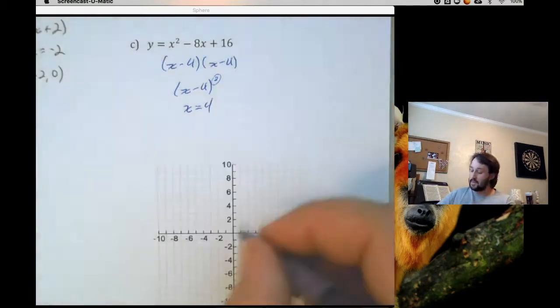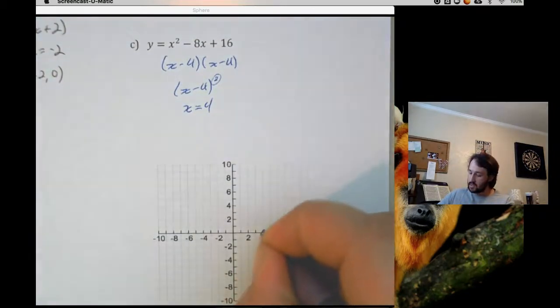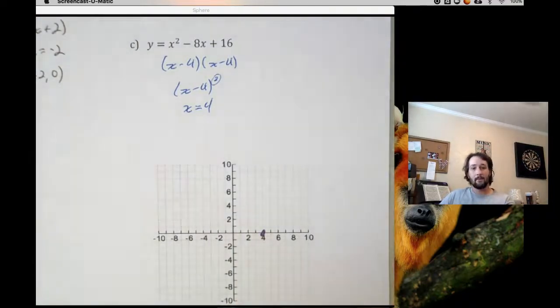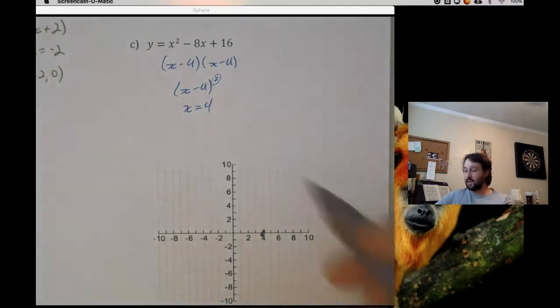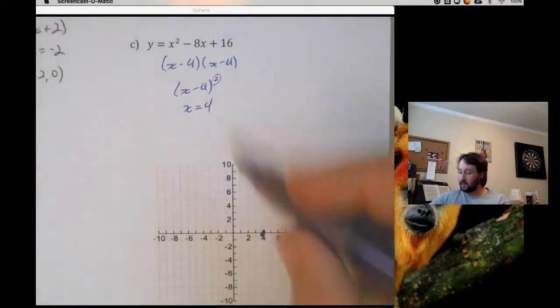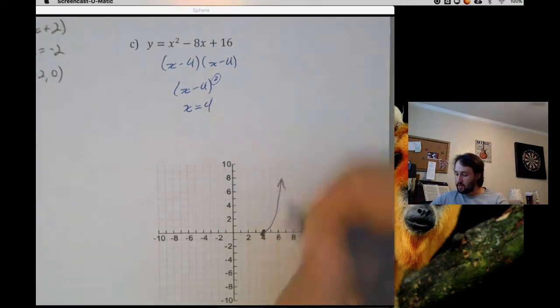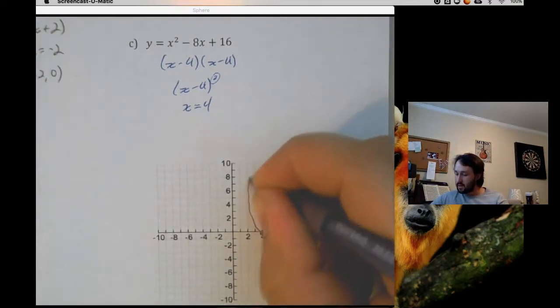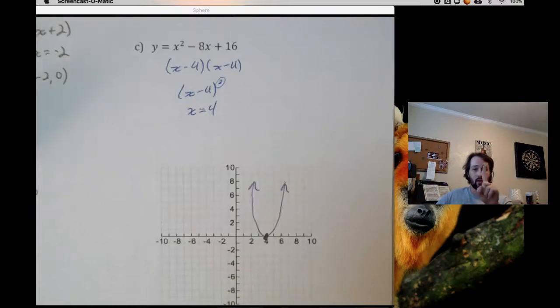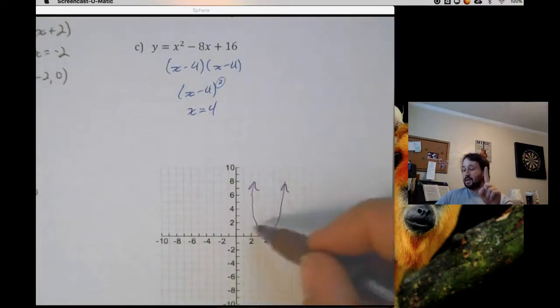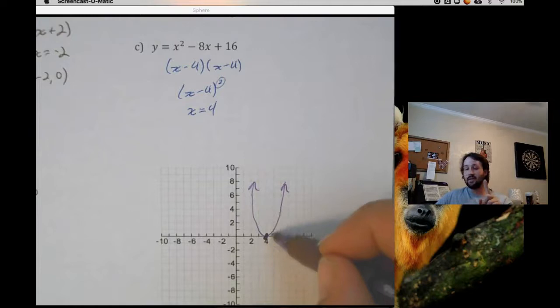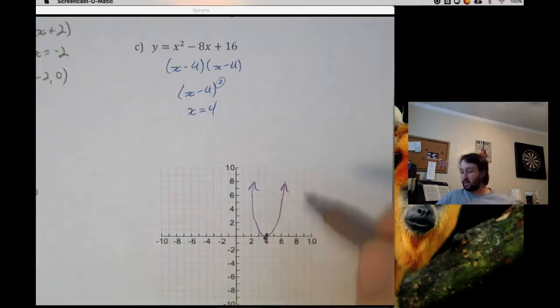But what that means is at 4, when x equals 4, the graph will kind of bounce off of that point. It's not going to actually cross through the x-axis. So again, since I have an x squared, it's going to open up, and it's going to open up from that x-intercept of 4. It can only have one x-intercept, so it's kind of touching the x-axis right there, and then it's bouncing back away. So that's why I call it a bounce.